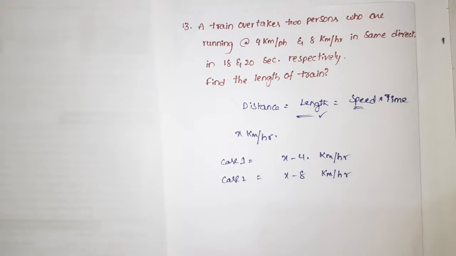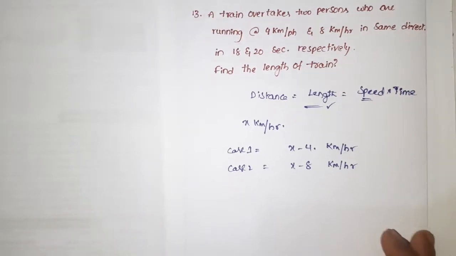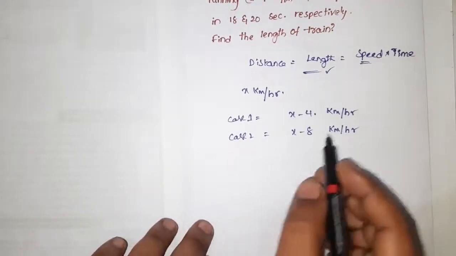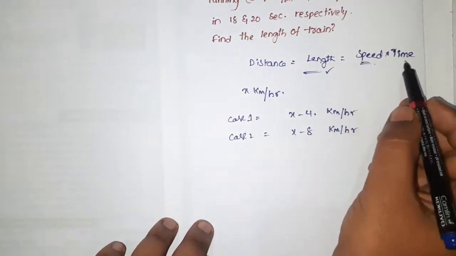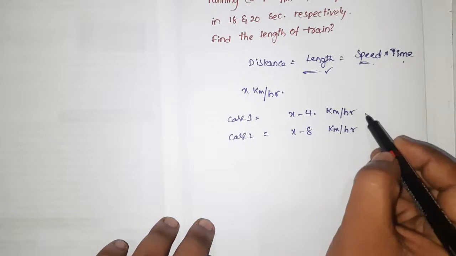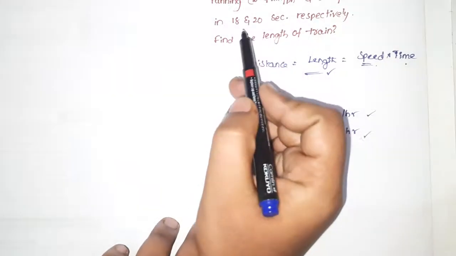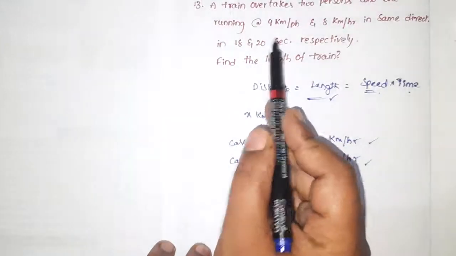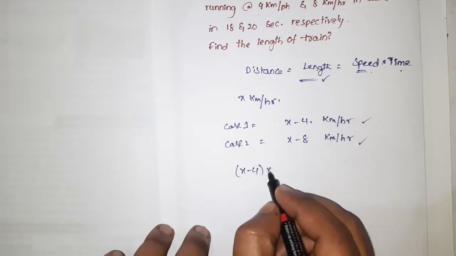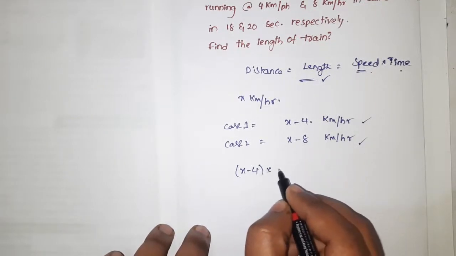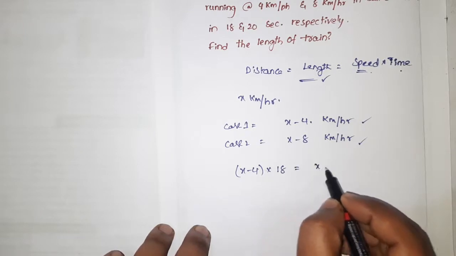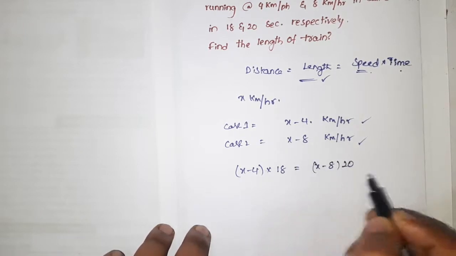The length of the train is nothing but the distance traveled by the train in crossing a particular man. We use that particular point to solve this kind of problems. So we'll equate the length of the train. Here length of the train is equal to speed into time, and speed is nothing but relative speed. So x minus 4 into, according to the given data, 18 seconds and 20 seconds respectively. So x minus 4 into 18 equal to x minus 8 into 20.